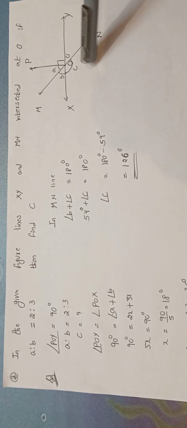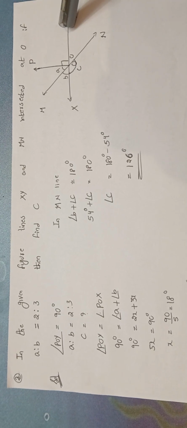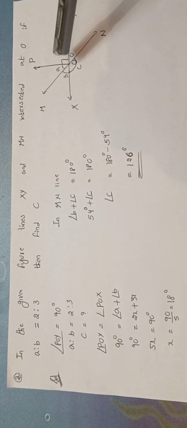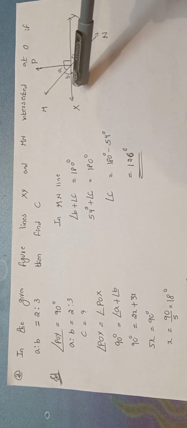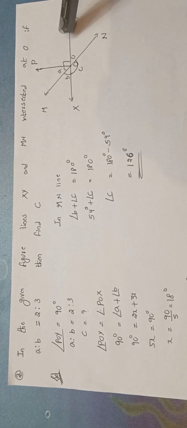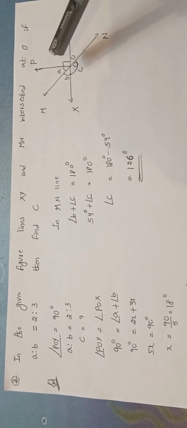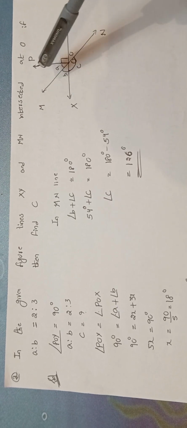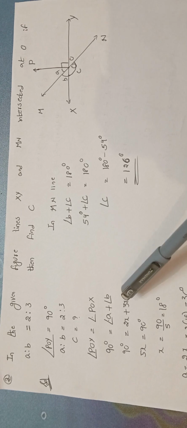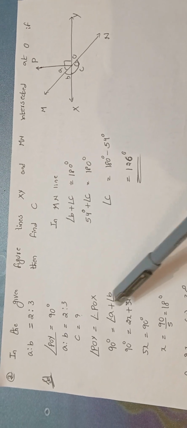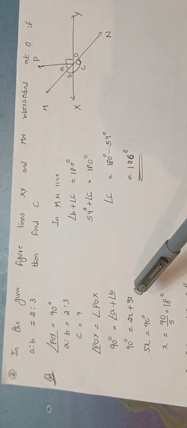The solution is: angle POY is equal to 90 degrees. A to B is 2 to 3. And angle POX is equal to angle POY, which is 90 degrees. Angle POX is nothing but angle A plus angle B. Here, angle A is 2x, angle B is 3x.